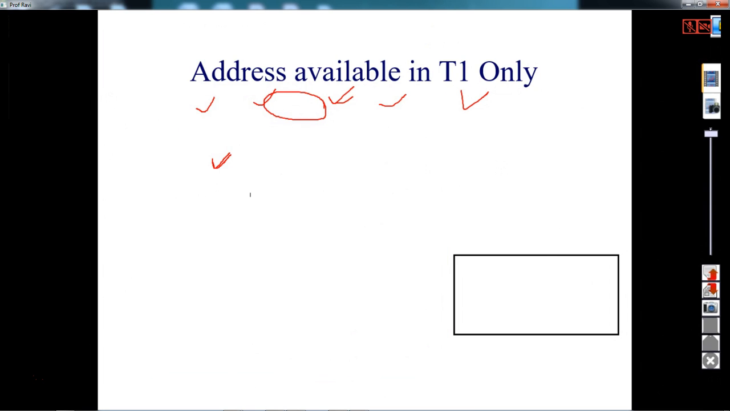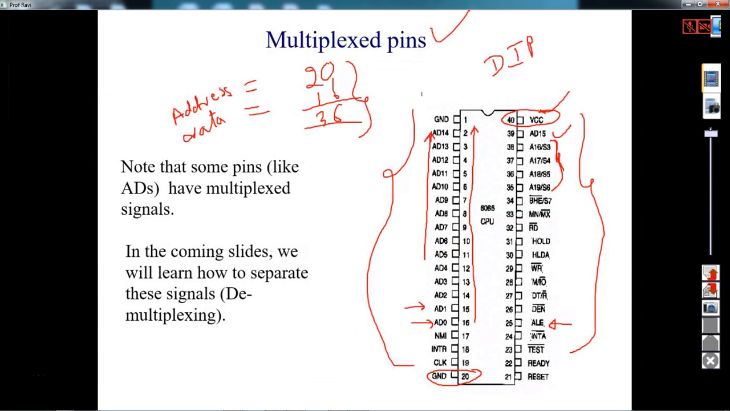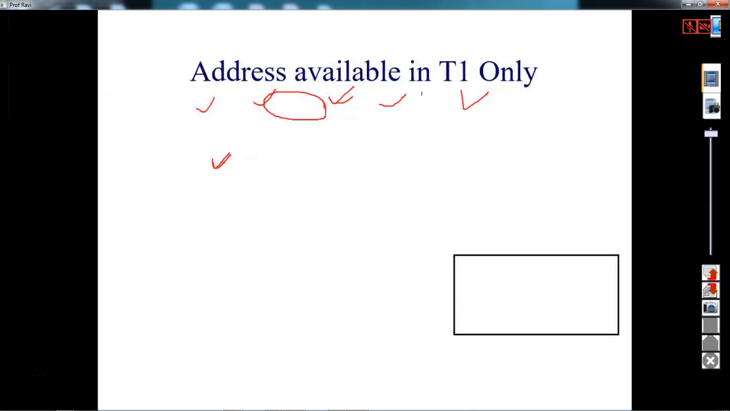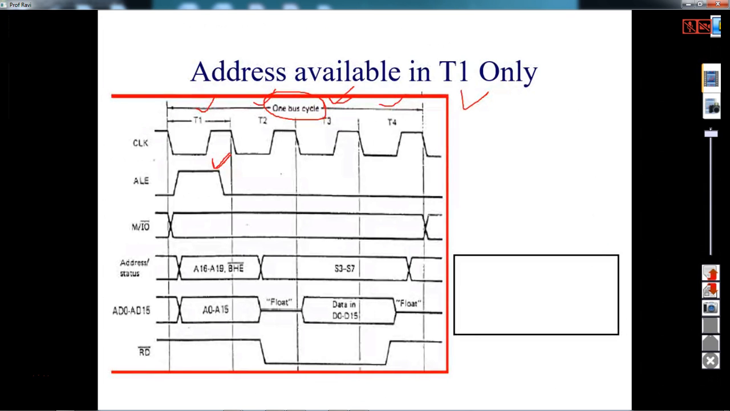These two pins are multiplexed, so we need to see when they will carry address and when they will carry data. During T1, the processor generates the ALE signal, which is used to demultiplex the address bus and data bus. That means these pins will carry the address during the first clock cycle.